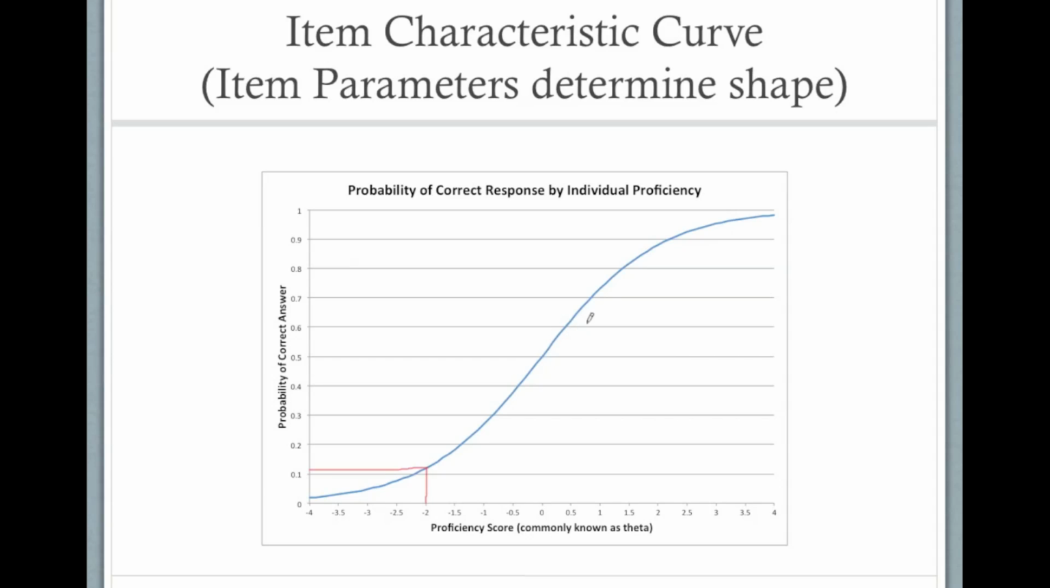Another way to get information about this curve is to say, well, how proficient would someone need to be in order to have a 0.7 probability of answering the item correctly? So we can draw a kind of squiggly line down from where the curve intersects 0.7, and we can say, okay, someone would need to have a proficiency score of approximately 0.75 in order to have a 0.7 probability of responding correctly to the item.